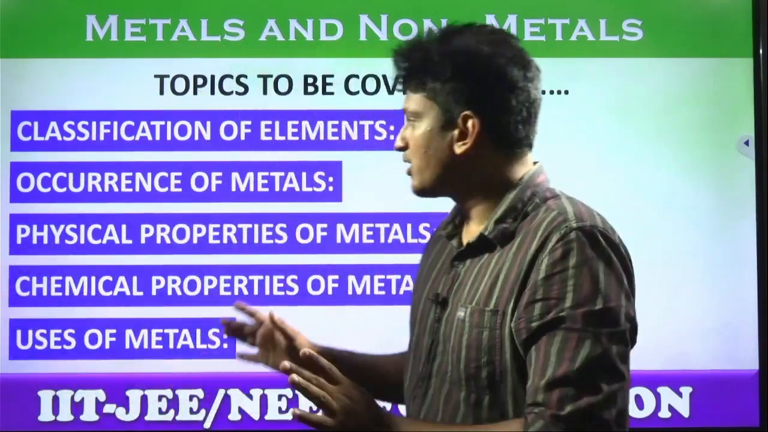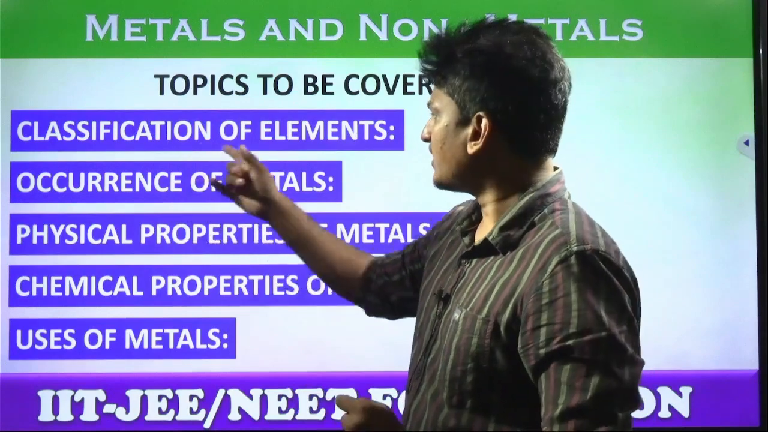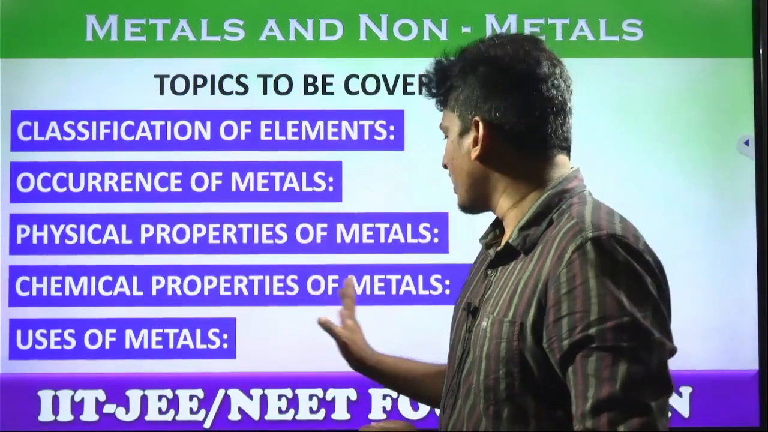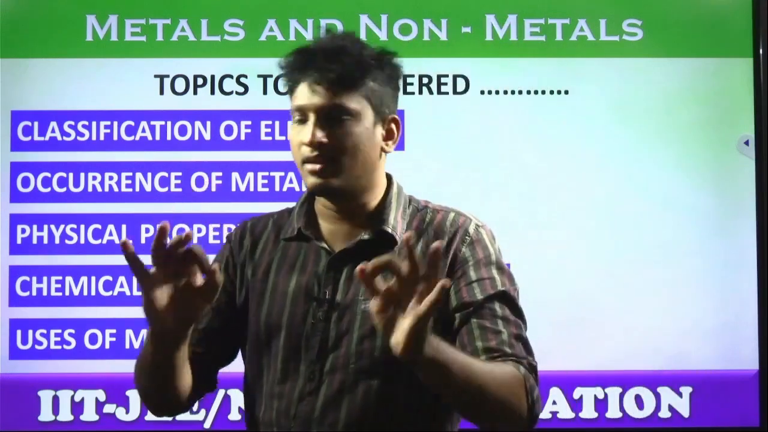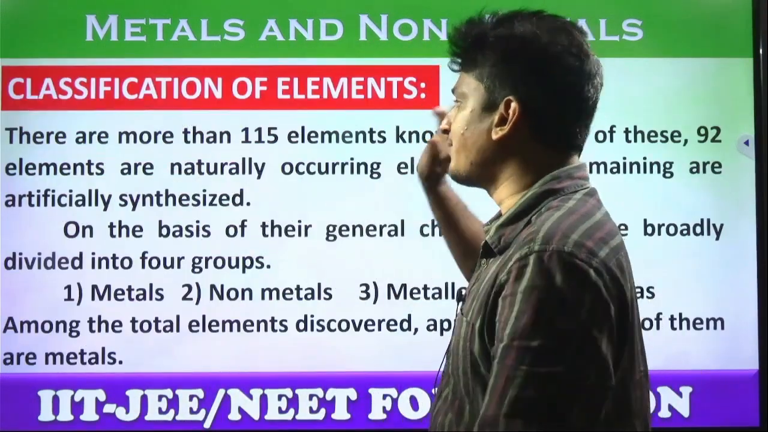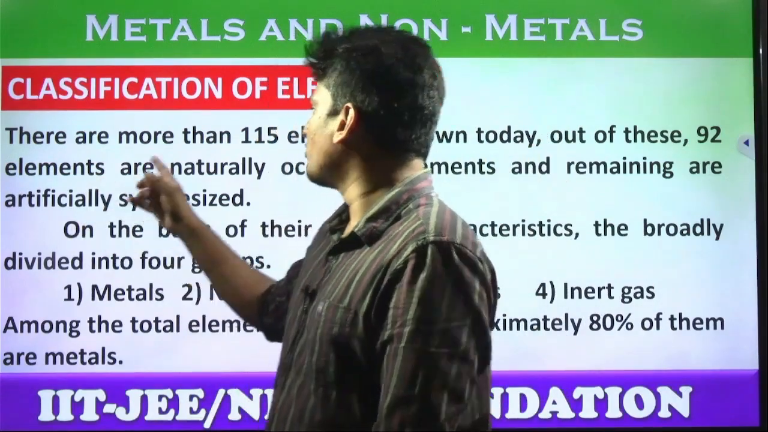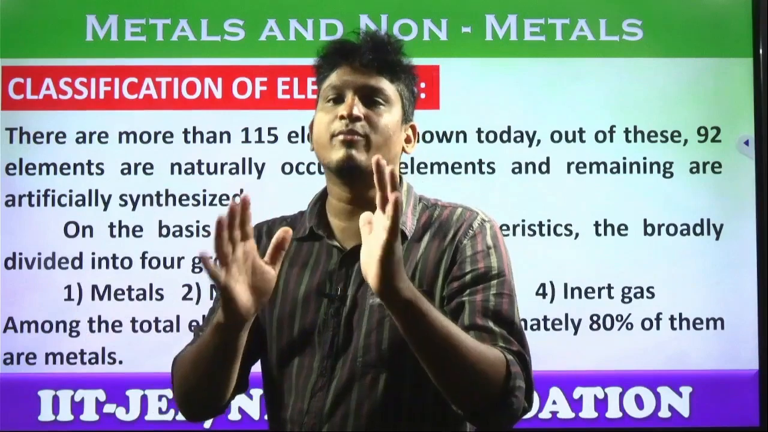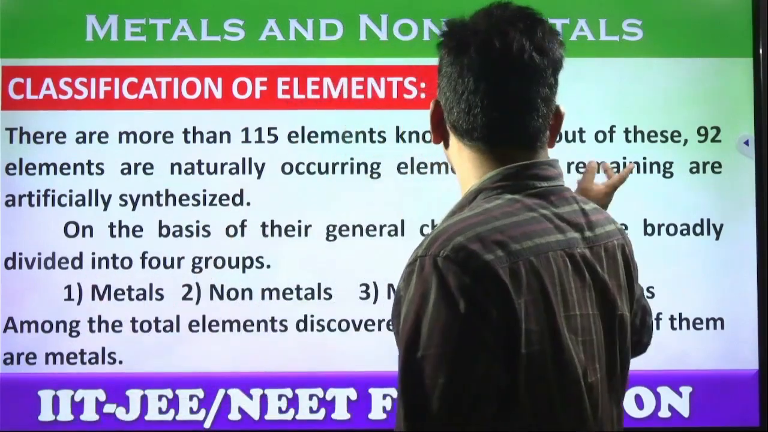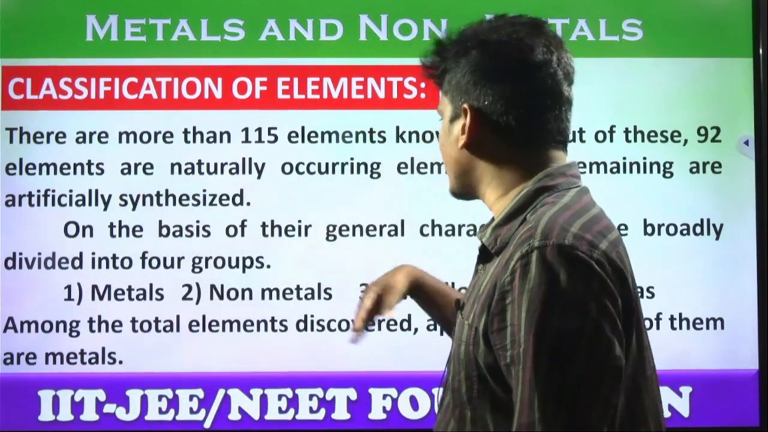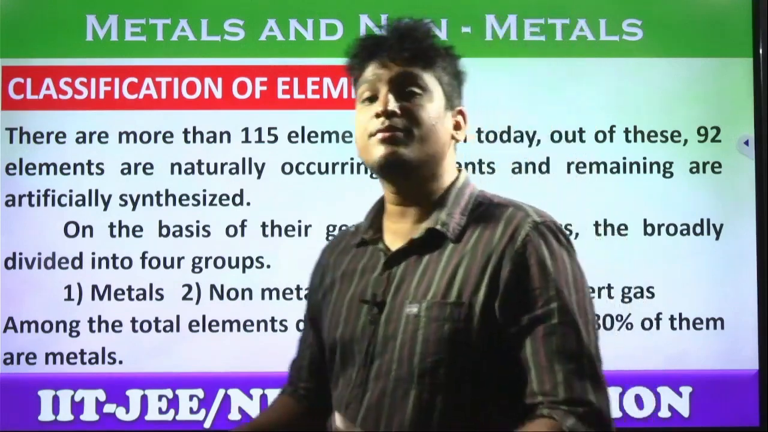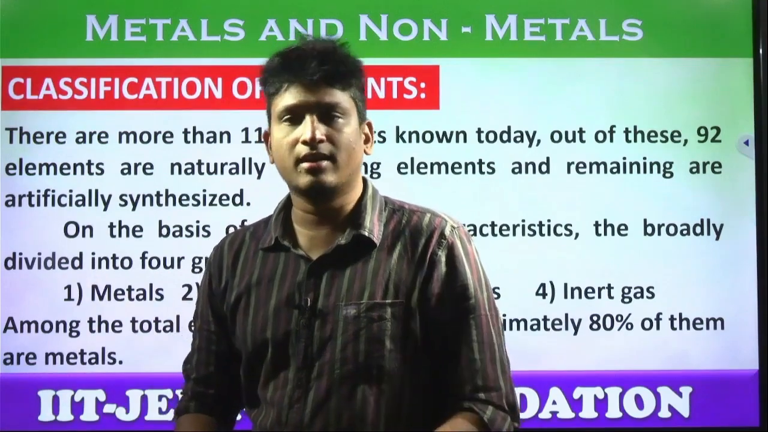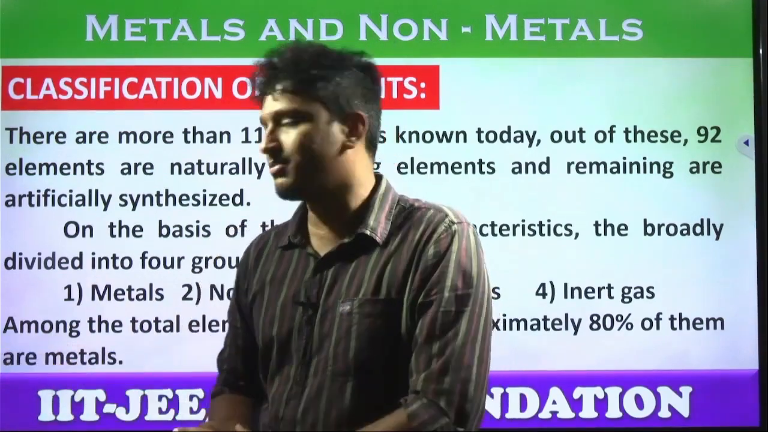So to discuss the concept, first of all we are going to cover classification of elements, occurrence of metals, physical properties of metals, chemical properties of metals and uses of metals in this video. So to start with, classification of elements: like I said, there are more than 115 elements known today. That means almost 118 elements. Out of these, 92 elements are naturally occurring and the remaining are artificially synthesized elements. That means the majority are naturally occurring only; few artificially synthesized radioactive elements are there.